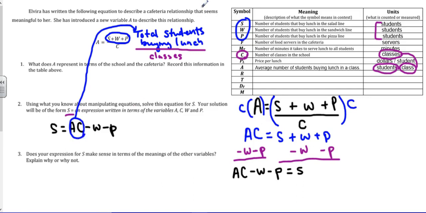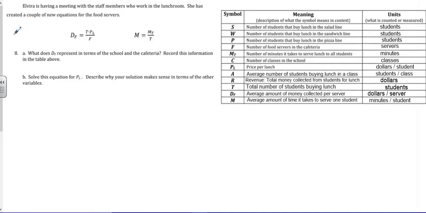And if we subtract out this W and this P, so you're subtracting out the number of students buying a sandwich and the number of students buying a pizza, what you're left with is the number of students buying a lunch in the salad line. So yeah, that makes sense. If you take the total number of students buying lunch and you subtract out the other 2 lines worth of students, you subtract out the students who are not buying salads, then you're left with the students that are buying salads.